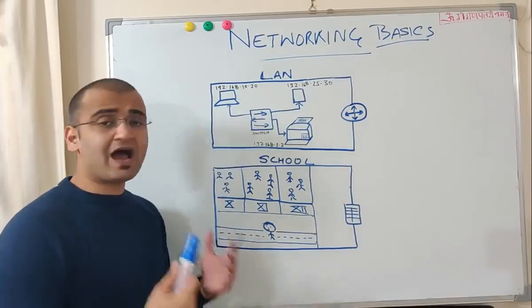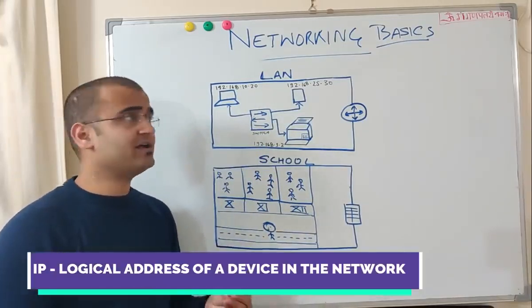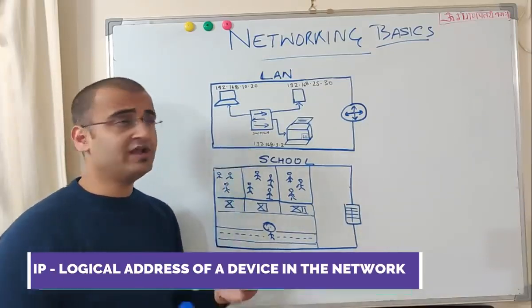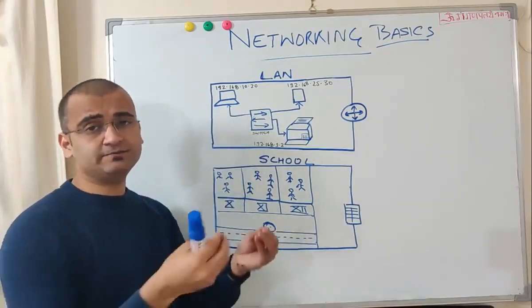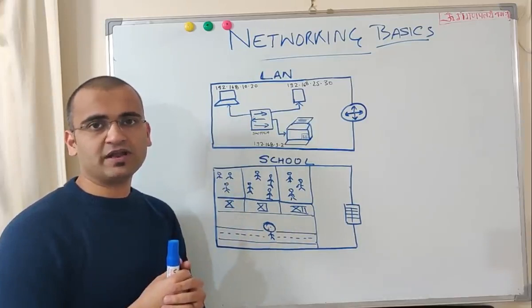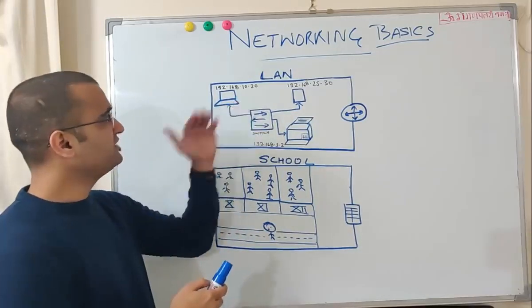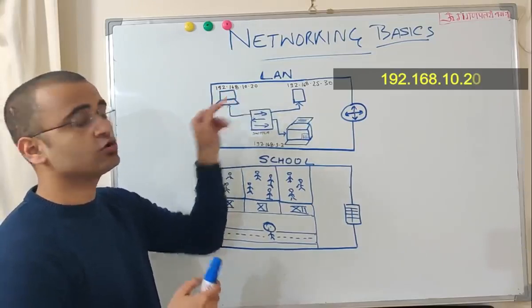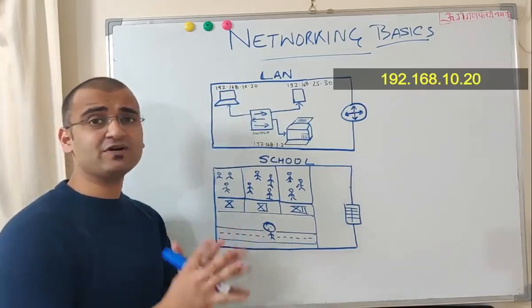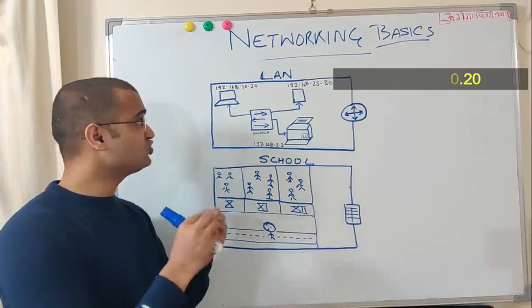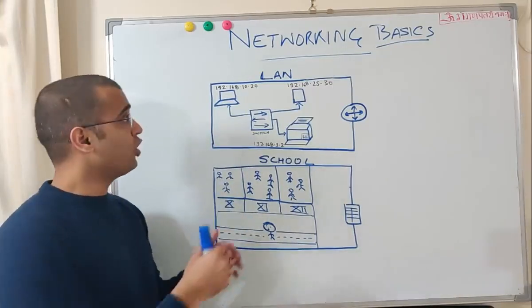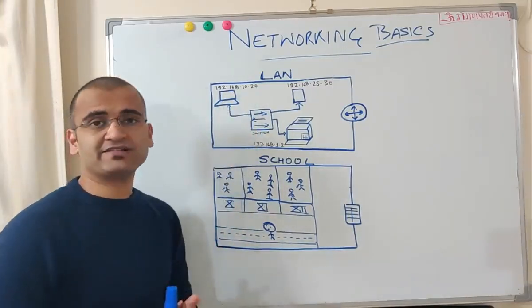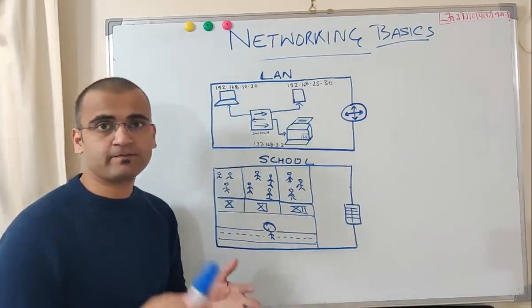So what is an IP? First of all, an IP is a logical address to identify or locate your specific machine on a local area network. Suppose in this case the laptop IP address is 192.168.10.20. This is a logical address. Any device which wants to talk to this particular laptop can send a message to this IP address.